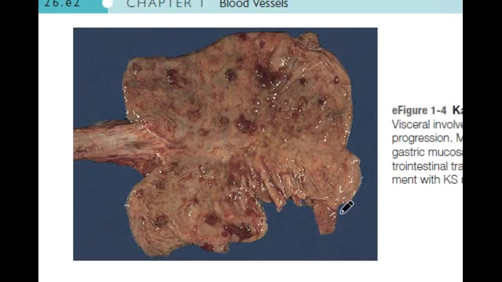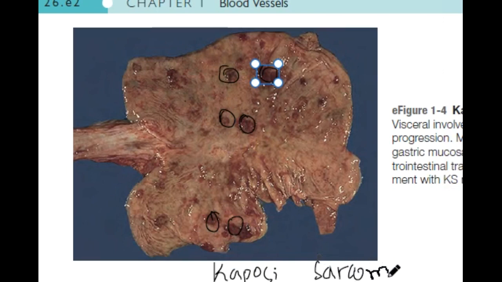This is the picture of stomach, this is the esophagus, this is the gastric mucosa, and here you see these reddish nodules. See, all these are the reddish nodules which you see. This is characteristic of Kaposi's sarcoma. These lesions will bleed, and sometimes they even cause gastrointestinal obstruction.